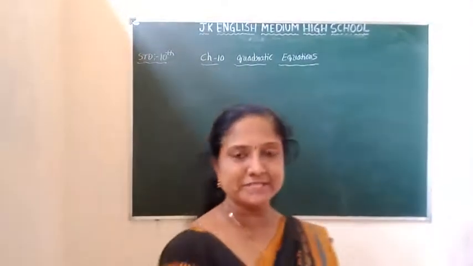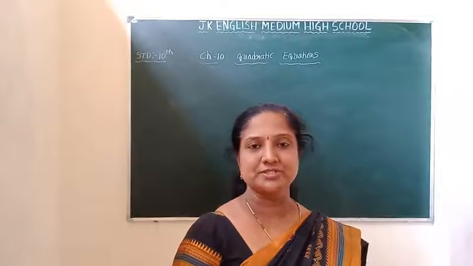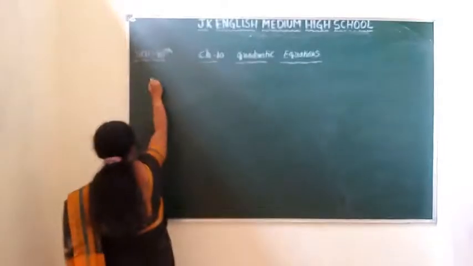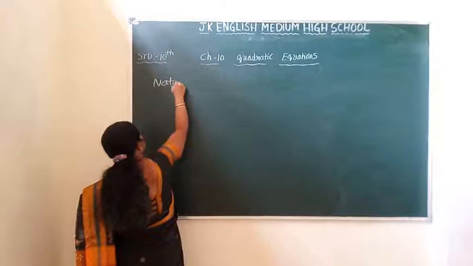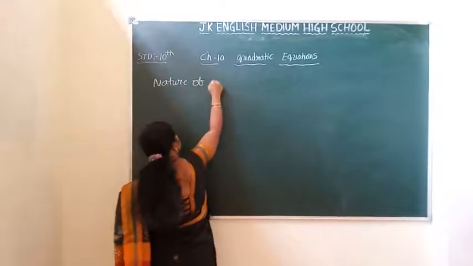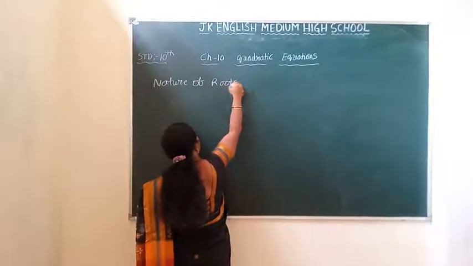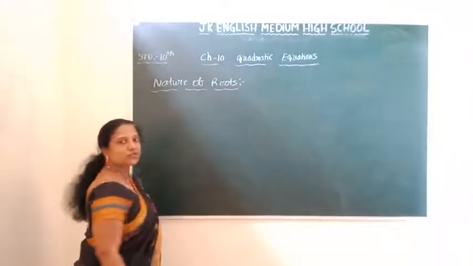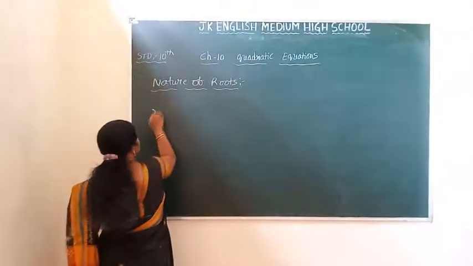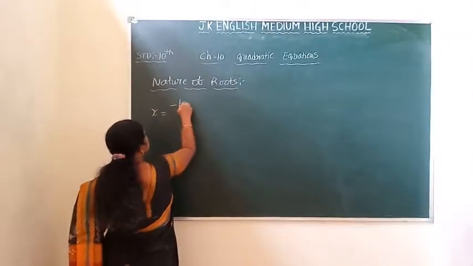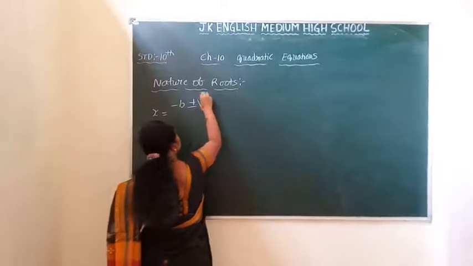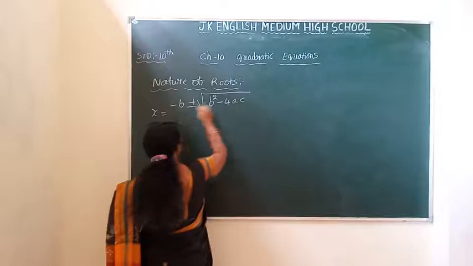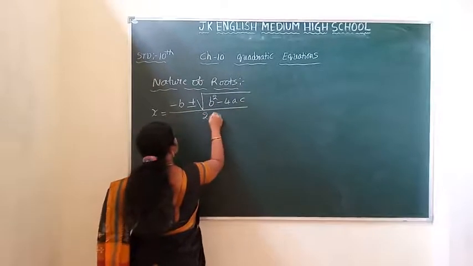Now I am going to explain the nature of roots. Already you know the quadratic formula, children. What is that quadratic formula? X is equal to minus b plus or minus square root of b square minus 4ac divided by 2a.